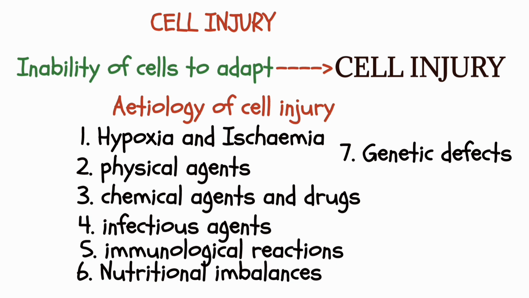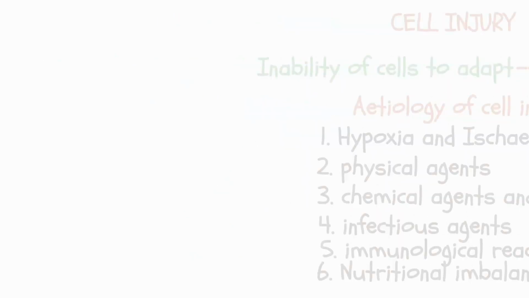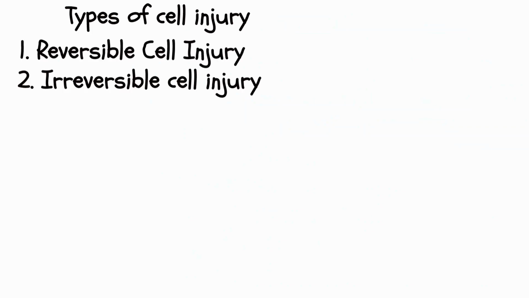Okay, so the last thing I'll be talking about in today's video is types of cell injury. Having known what cell injury is and the etiology of cell injury, now let's look at the types of cell injury. There are two types of cell injury: reversible cell injury and irreversible cell injury. Reversible cell injury is when the cells return to the normal state when the stress is removed, while irreversible cell injury is when the cells reach a point of no return and die due to persistent stress. So irreversible cell injury will result in cell death.